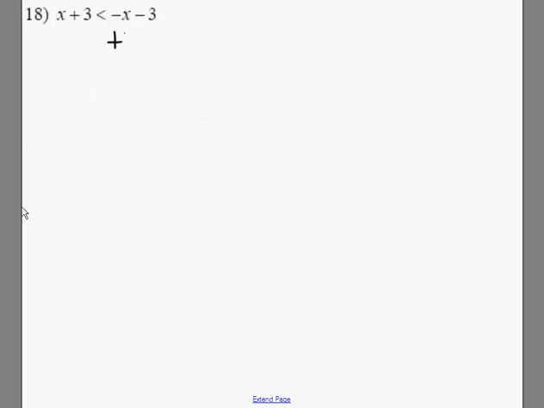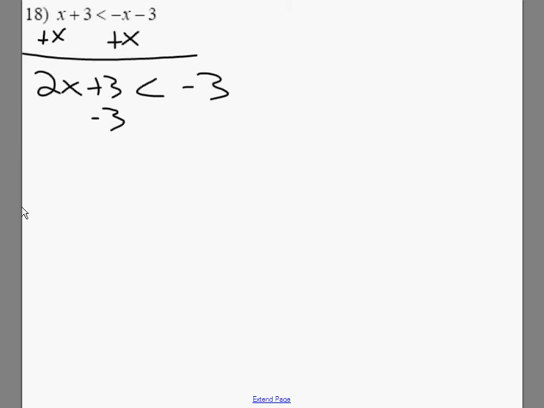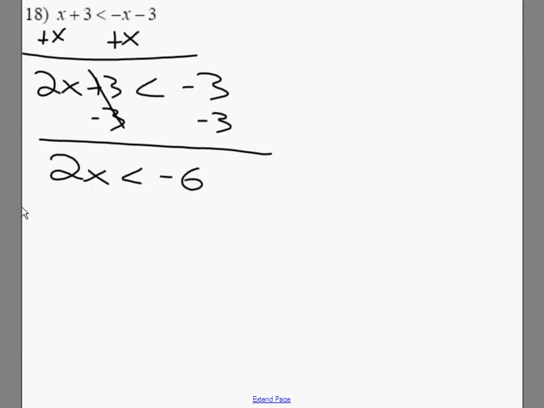Add x on both sides. x plus x is 2x, plus 3 is less than negative 3. Subtract the 3 on both sides. We get 2x is less than negative 6. Divide both sides by 2. And x is less than negative 3.